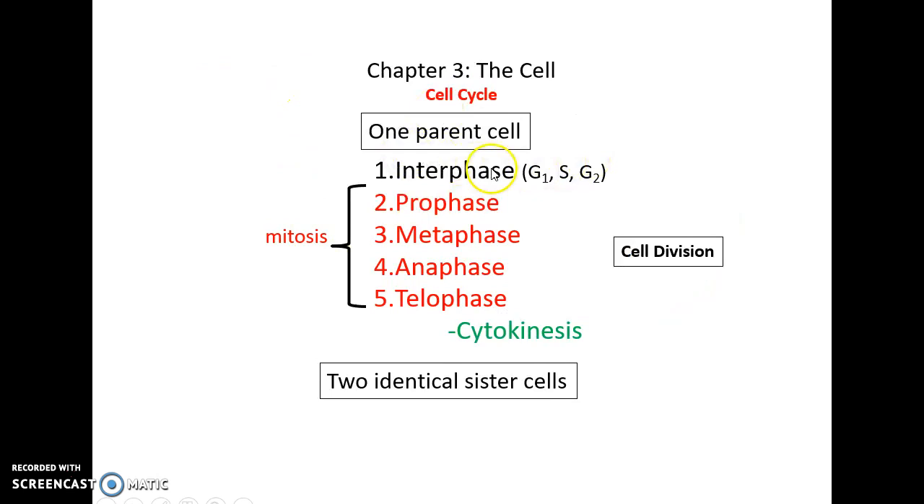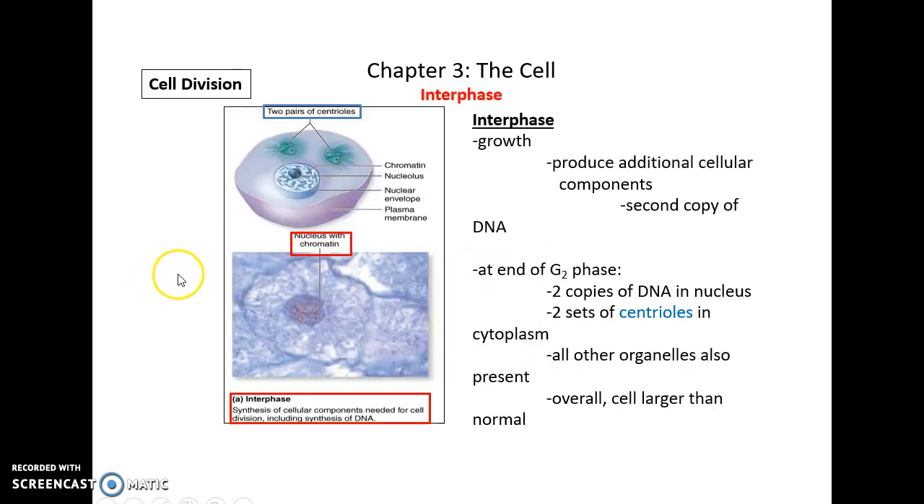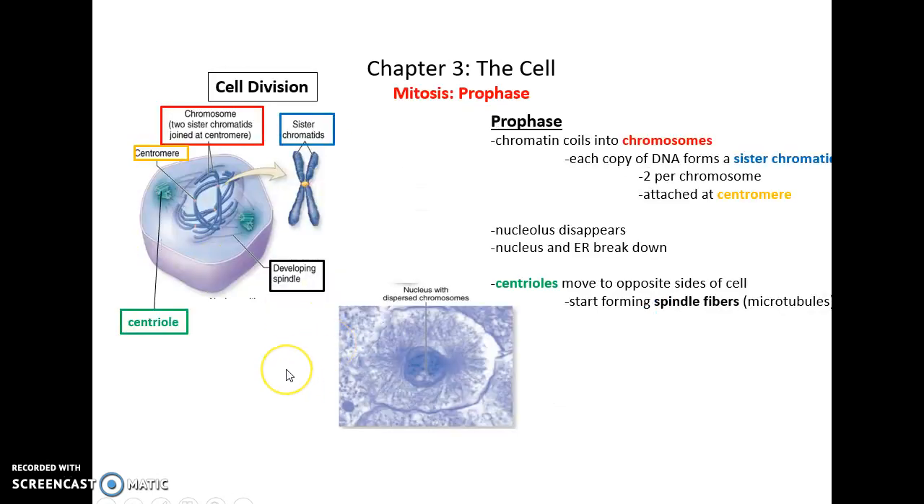So we have interphase. One parent in interphase eventually reaches the G2 phase of interphase. Then we'll enter mitosis, going through prophase, metaphase, anaphase, telophase, where cytokinesis also occurs to give us two identical sister cells. So, interphase, again, this is the growth phase. This is when all the cellular structures mass produce. You end up with two centrosomes, with two pairs of centrioles, two copies of the DNA. You have a nucleus present. Everything is as expected.